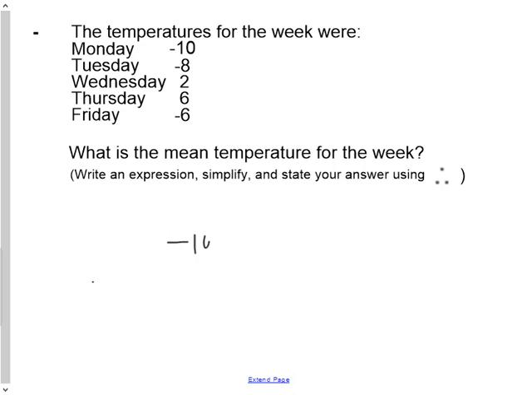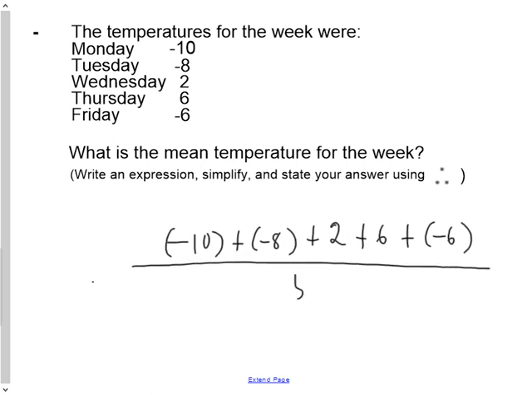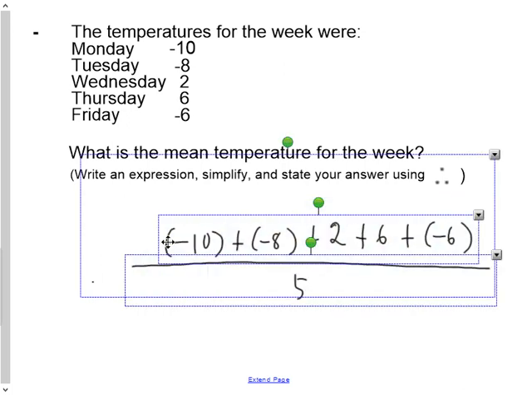So the first thing I wanted you to do was take your five integers and add them together. In order to get the average, you have to add all of your numbers together. And what you will do after you're done that is divide it by the number of terms, in this case, 5. So the expression I was hoping to see was this one.